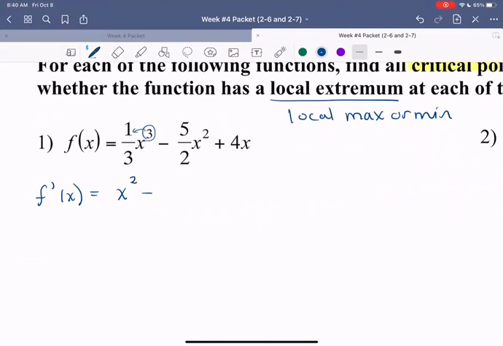Next term is similar. Using the power rule, we multiply by the 2, and the 2's cancel. I'm left with 5, x to the 1. Next term, the derivative of 4 times x just becomes 4. Again, we can use the power rule with our power of 1. And there we have it. Our derivative f prime of x is x squared minus 5x plus 4.